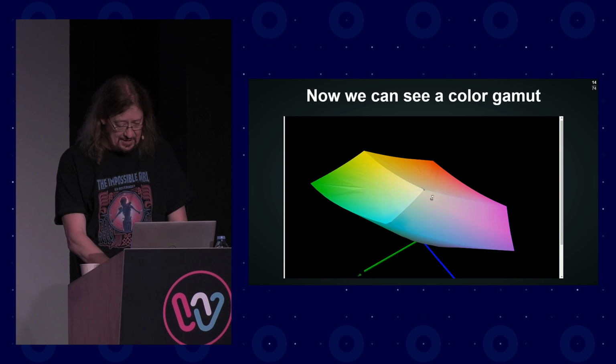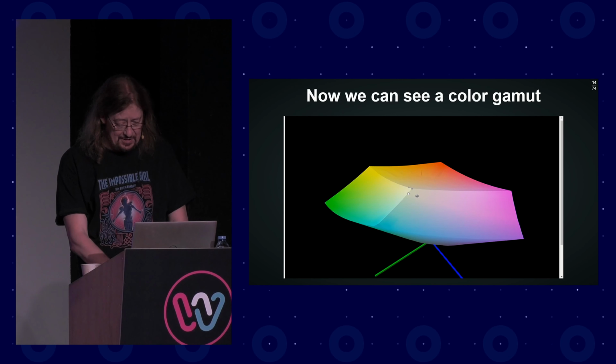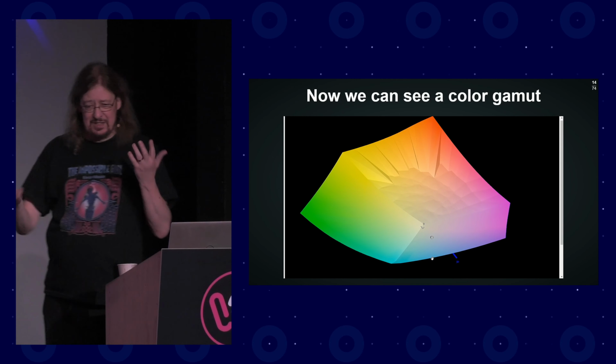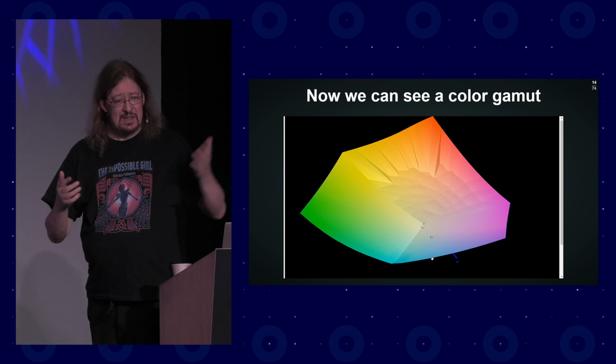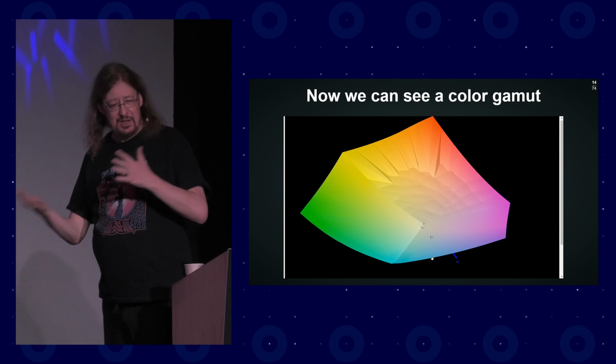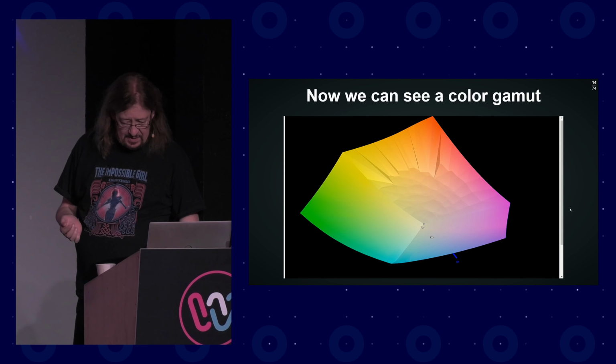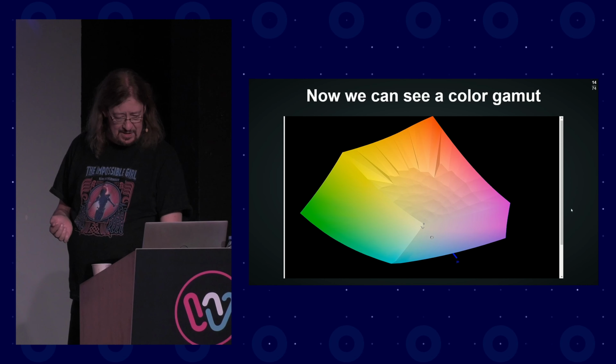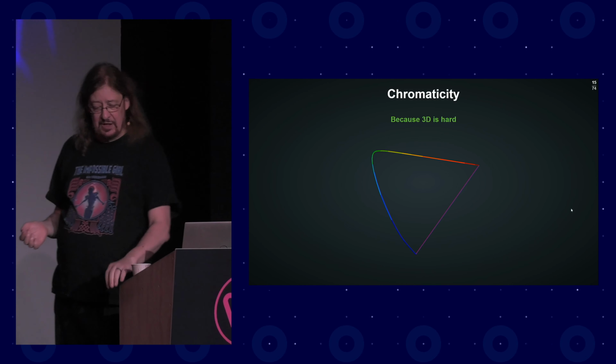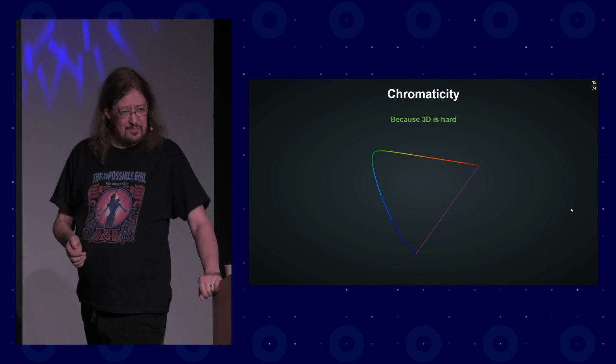There's the lightness axis, and there's the A and B axes. This is pretty tricky to play around with, right? Three dimensions, especially if you want to compare two screens or something like that. How do you do that? It's pretty awkward. So instead of that, we're going to use a thing called a chromaticity diagram.